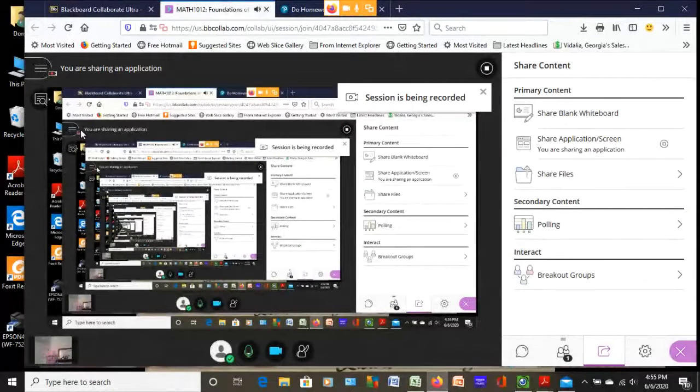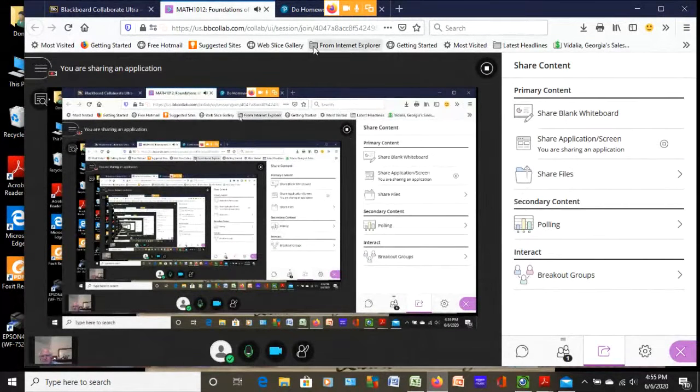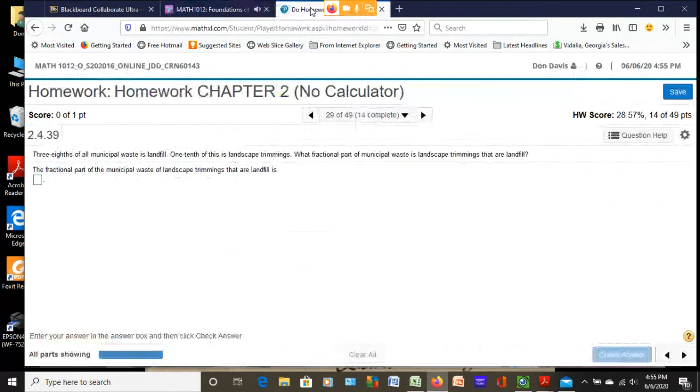Okay, so this video is another Math Excel problem, and it's Chapter 2, Section 4. And you can see here's the problem. It's a word problem. 3/8 of all municipal waste is landfill. 1/10 of this is landscape trimmings. What fractional part of municipal waste is landscape trimmings that are landfill? The fractional part of the municipal waste of landscape trimmings that are landfill is.